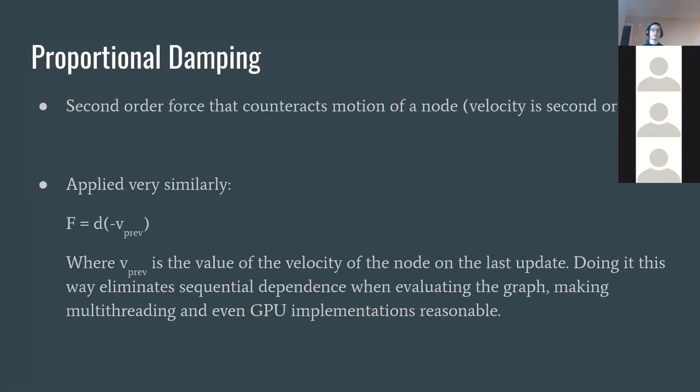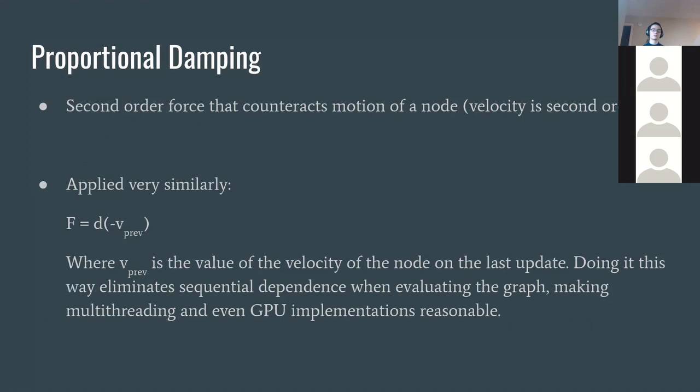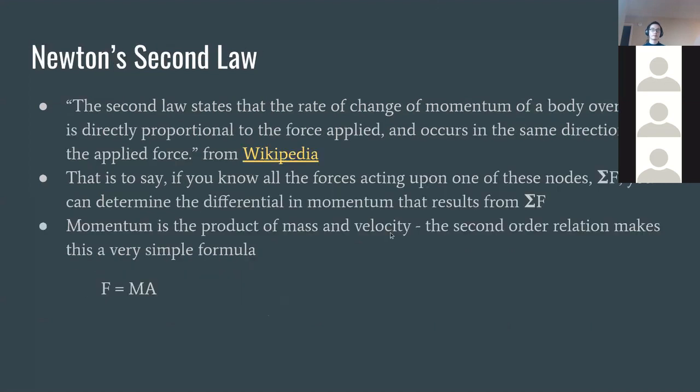So proportional damping, it's a second order force that counteracts motion. It's applied very similarly, where this counters displacement and velocity. So basically, it slows it down. Otherwise, the springs would just keep going, there's no damping, I guess, is the easiest way to describe it.